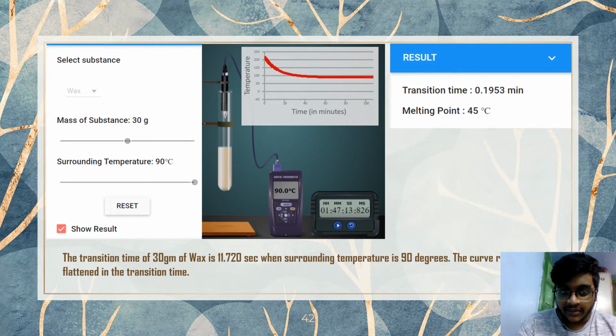This time I am taking the surrounding temperature as 90 degrees Celsius, as well as taking the mass as constant. The transition time of 30 grams of wax at 90 degrees Celsius I got as 11.720 seconds. The curve remains flattened at its transition time. The melting point I got this time is 45 degrees, which is the same as before.